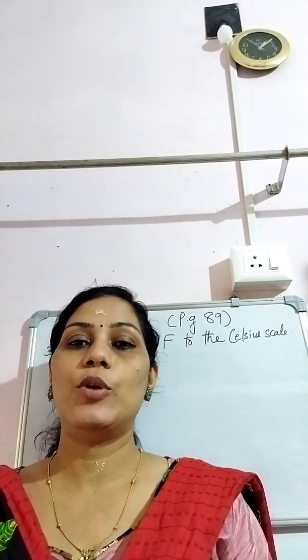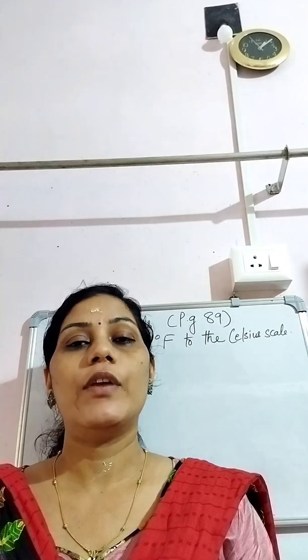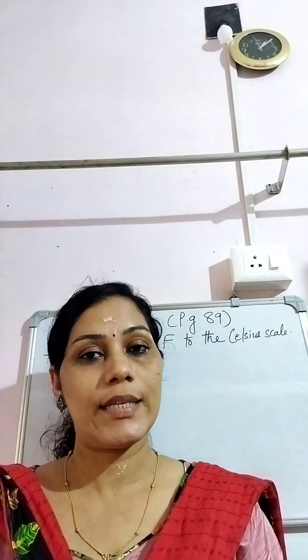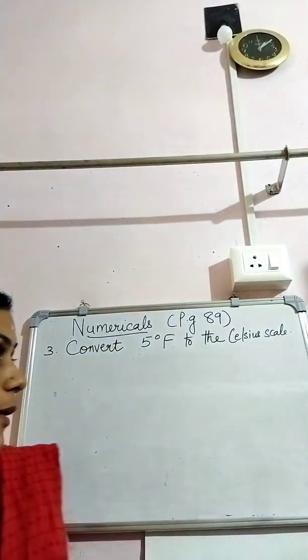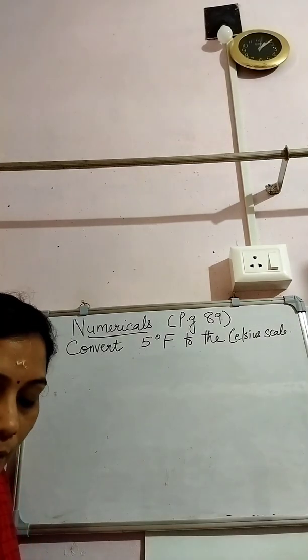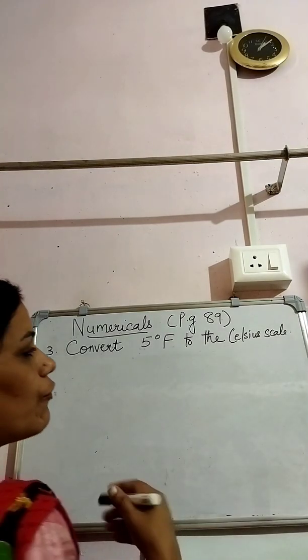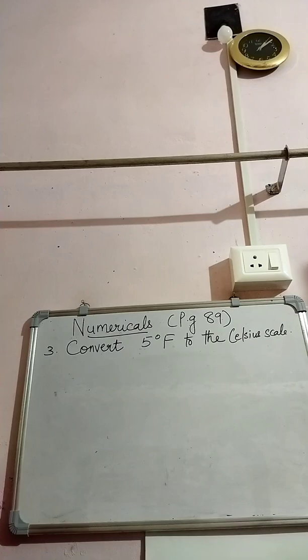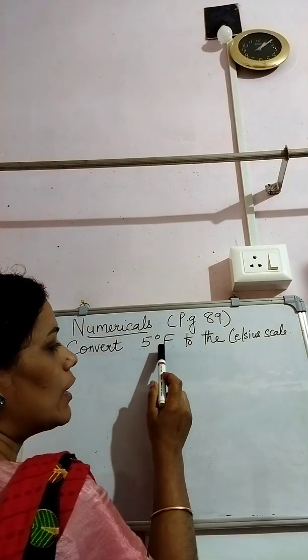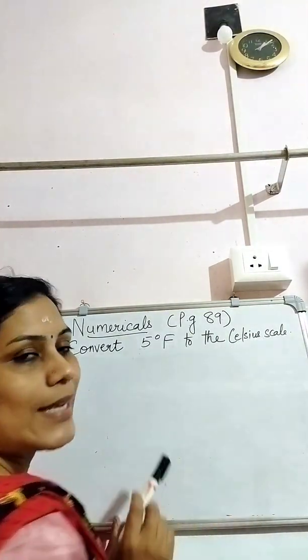Today let us do some numericals based on this. We will be solving numericals which are there in the textbook page number 89. So the question number 3, that is convert 5 degree Fahrenheit to the Celsius scale. You have to convert degree Fahrenheit to Celsius scale.